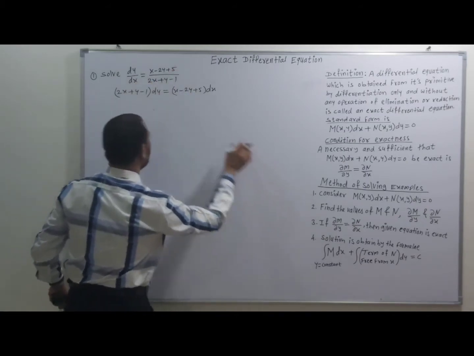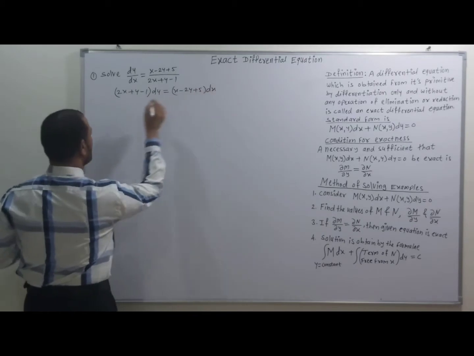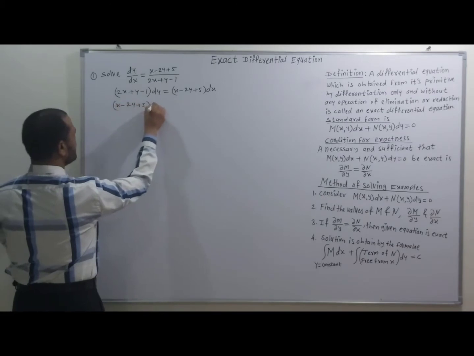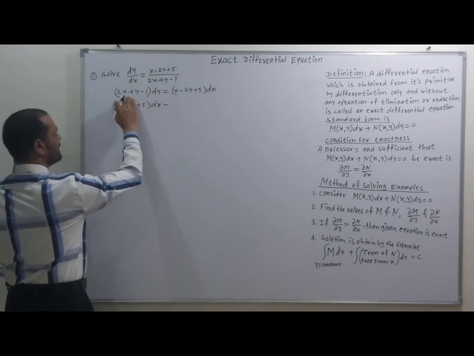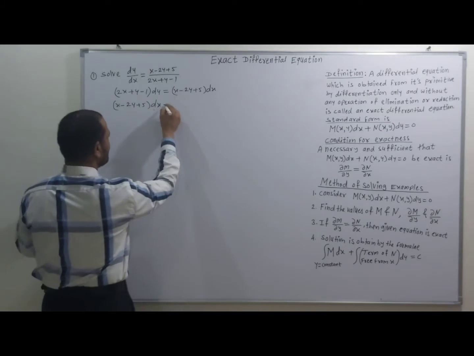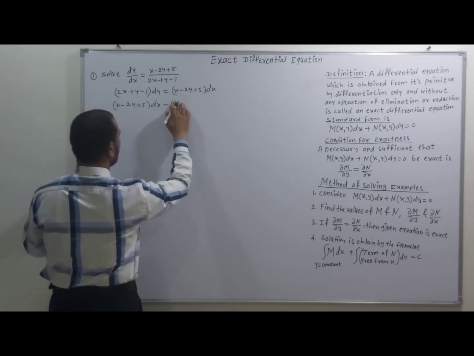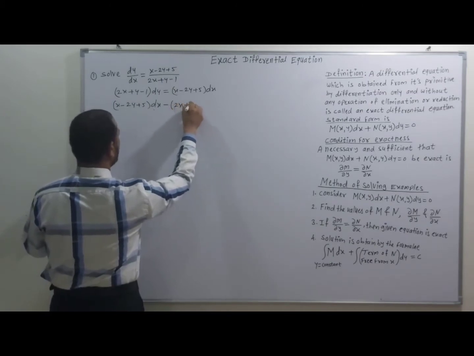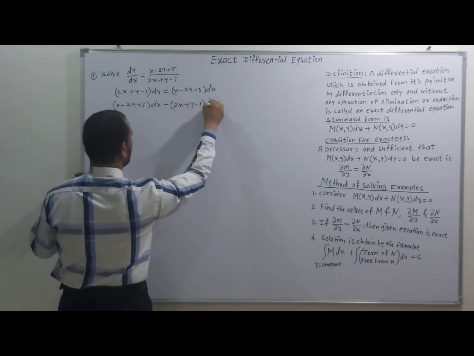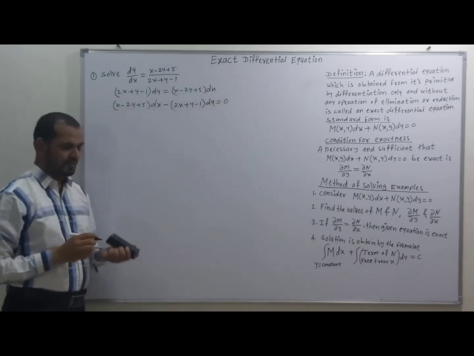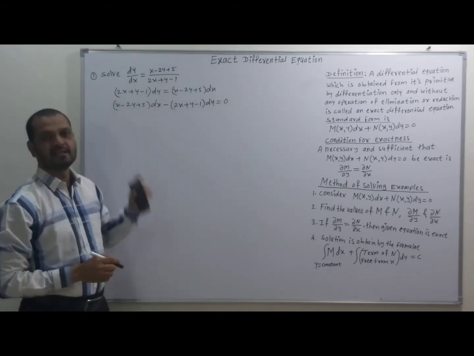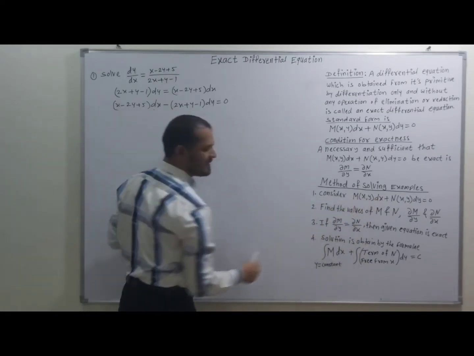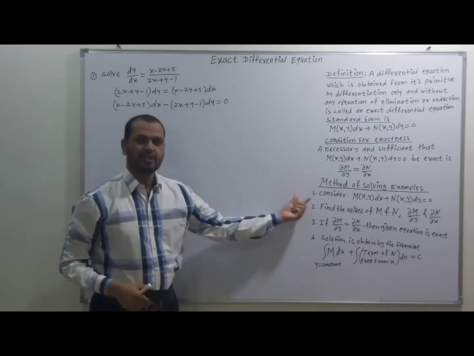Now to get the standard form, we take this term to this side, so we get (x - 2y + 5) dx. Then after taking this term to the right side, we get minus (2x + y - 1) dy equal to 0. Now friends, after rewriting this equation, we get the equation in our standard form, M dx + N dy. So in this way we get step number 1.